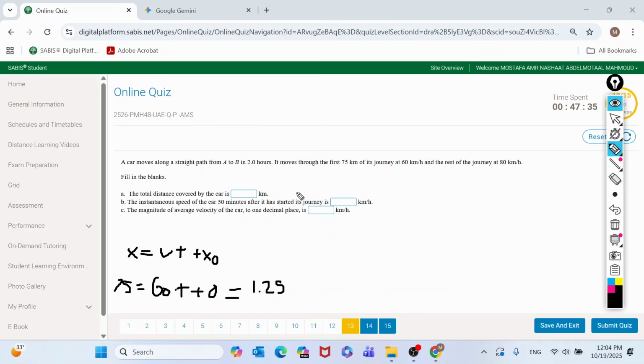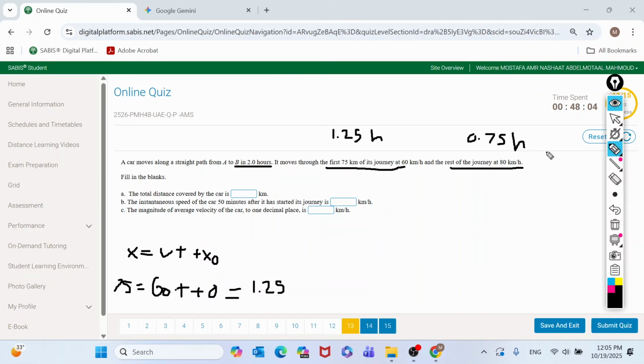So the first part of the journey took 1.25 hours. The whole journey was 2 hours, so the other part is going to be 0.75 hours, because 2 minus 1.25.